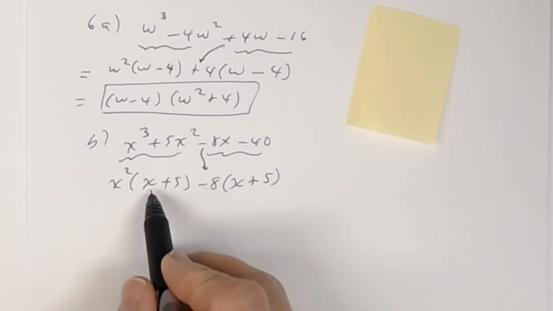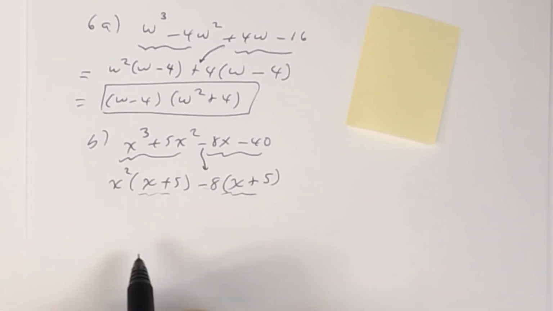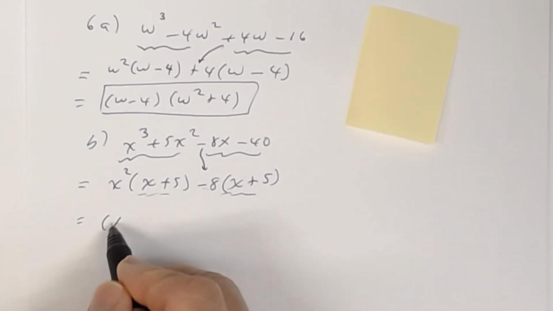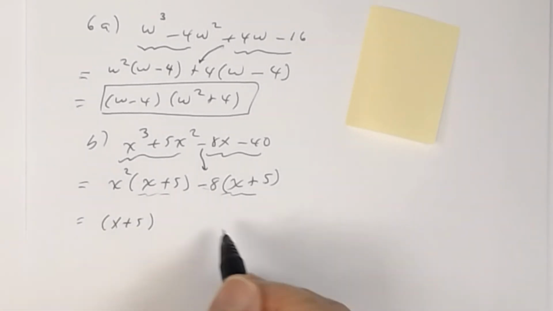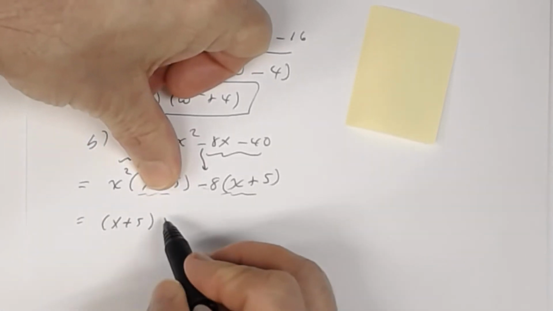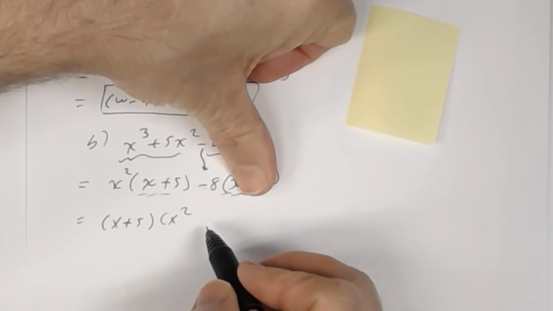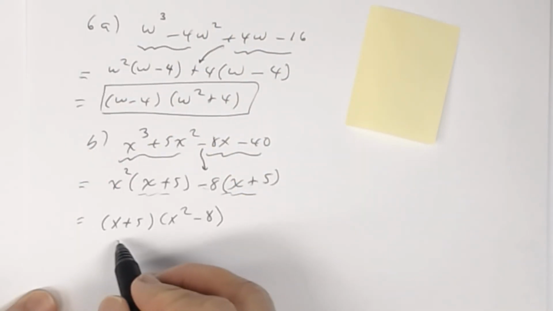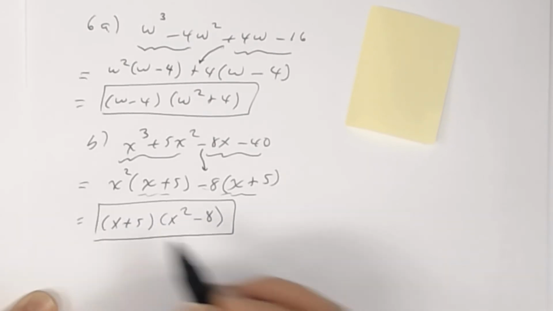And then notice that these two are the same. So now that means I can factor out an x plus 5. And so when I factor out an x plus 5, taking this out of this term, you're left with x squared. And then taking out an x plus 5 out of this term, you're left with a minus 8. And that's your answer. So x plus 5 times x squared minus 8.